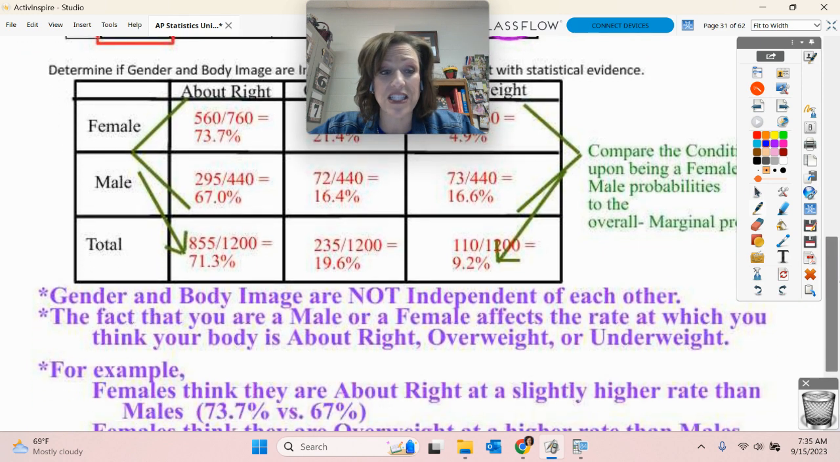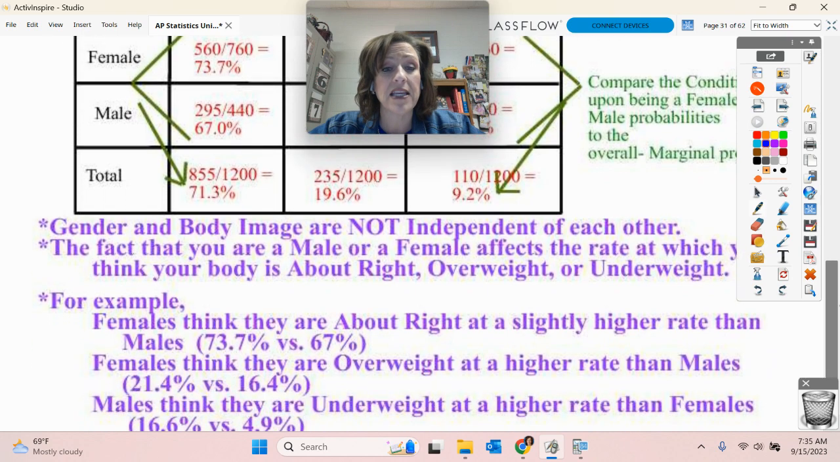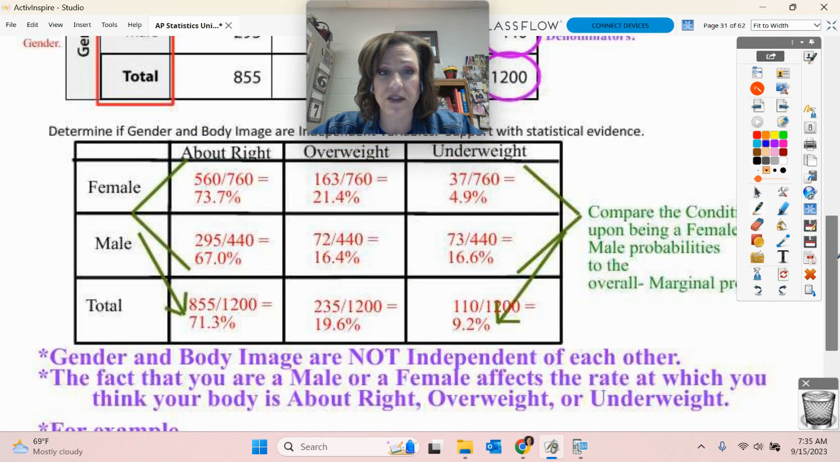Now we're going to give statistical evidence, and we want to give statistical evidence in each of these categories. So what's happening here in the about right? Well, I can see females think of themselves as about right at a higher rate than males. And then I would put the numbers, 73.7% compared to 47%.